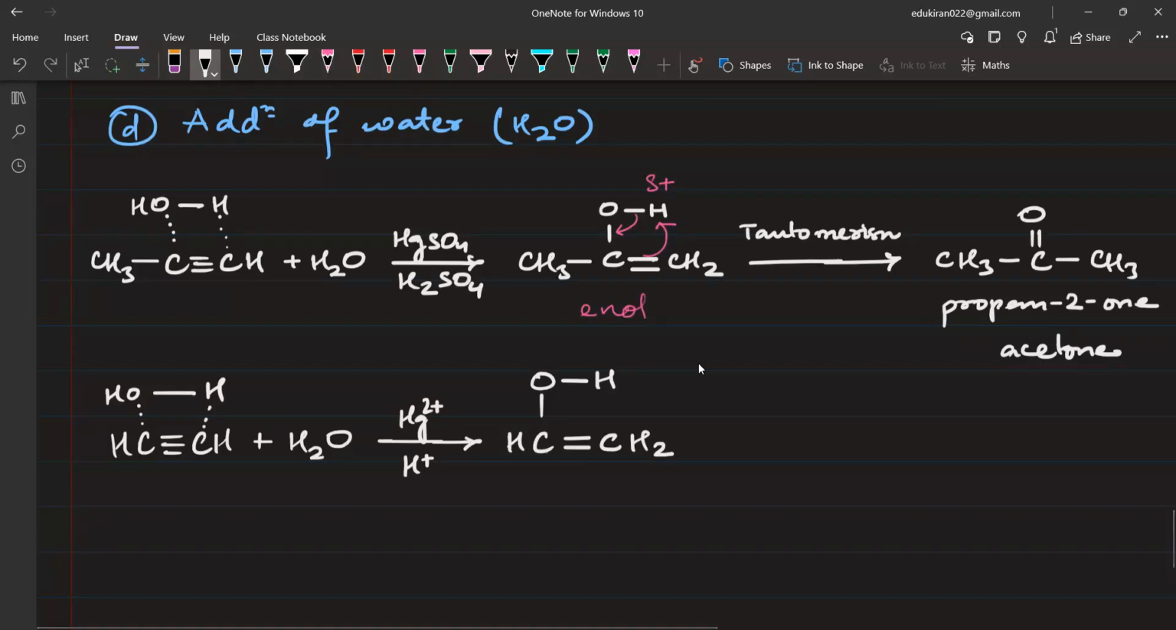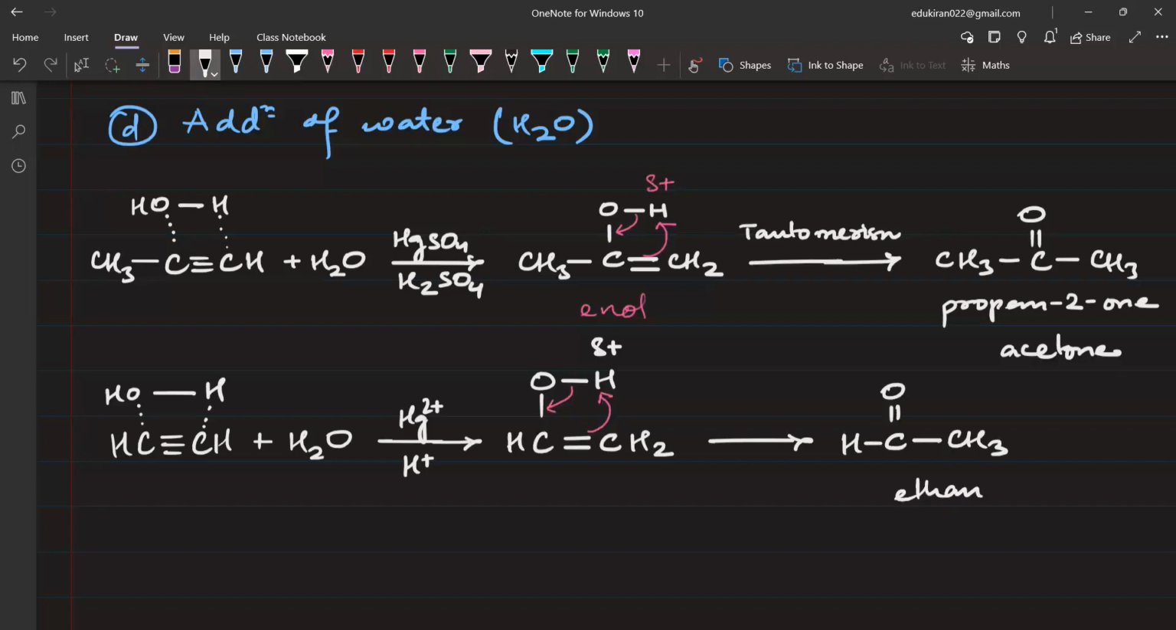Now what is going to happen? Again, the same thing is going to happen. This hydrogen will have delta positive charge. This pi bond will attack on hydrogen. The hydrogen will lose its electron here. And after tautomerism, you will be getting HC double bond O bonded with CH3. This is ethanal. It is now an aldehyde. Its common name is acetaldehyde.